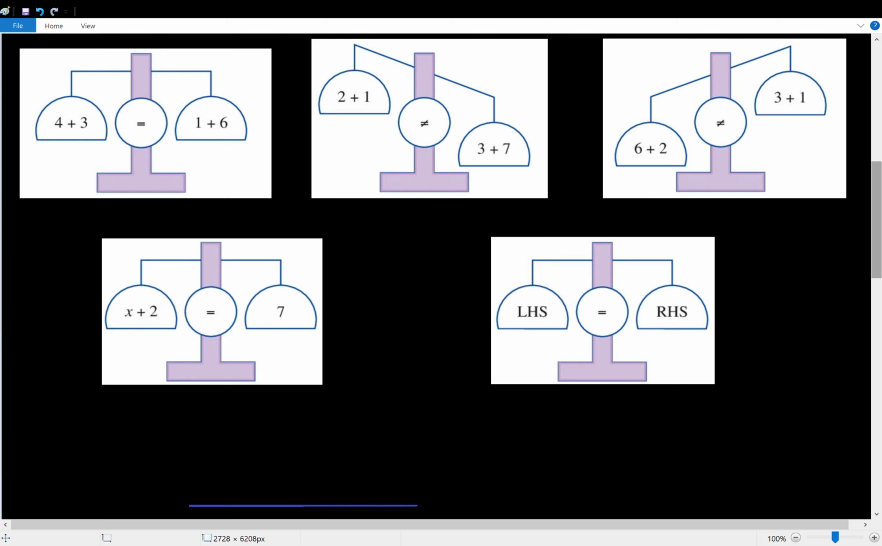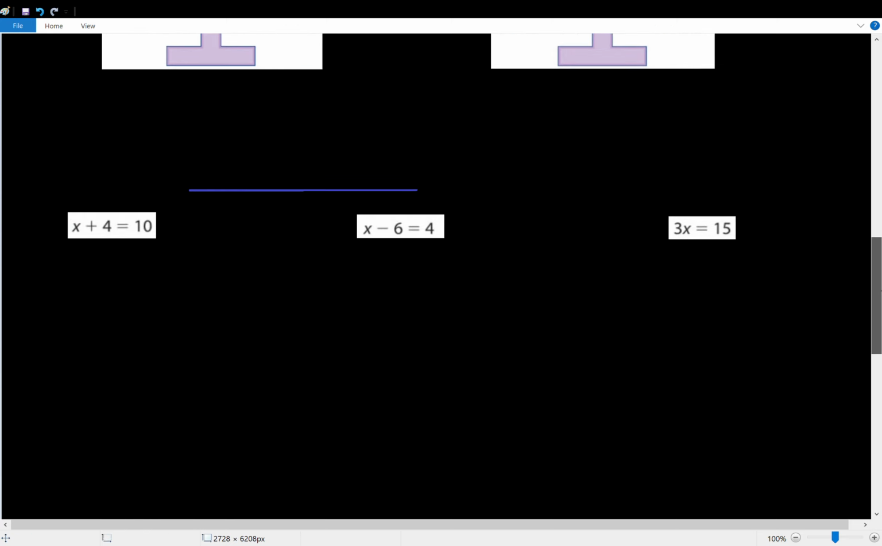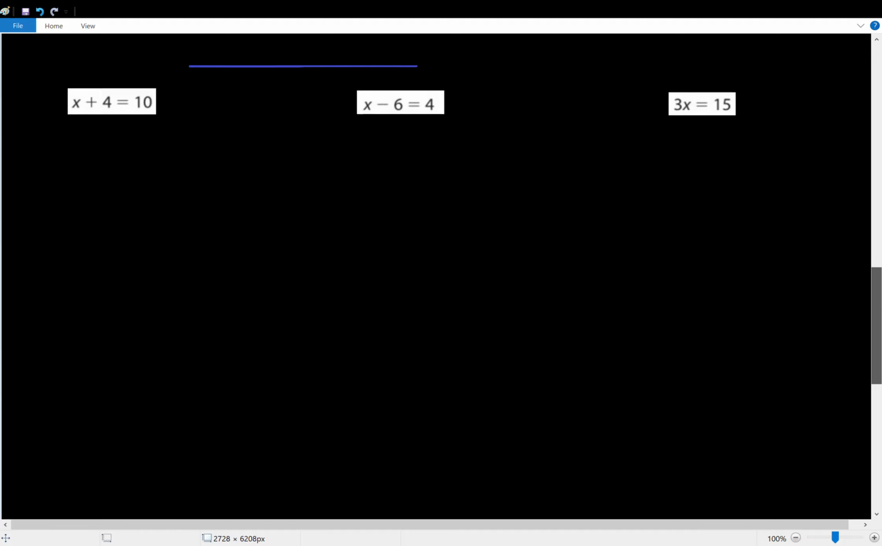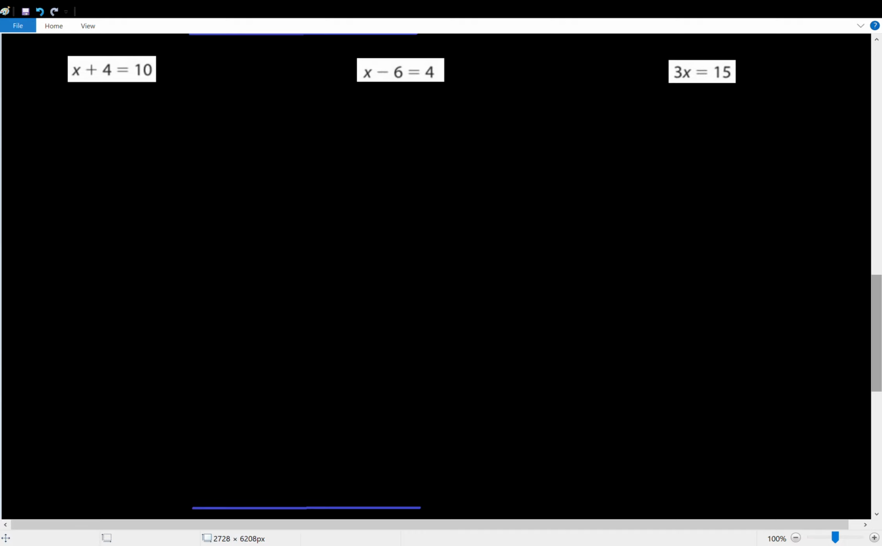Now what we're going to do now is take a look at some basic equations, and we're just going to solve these out and talk about how we go about doing that. Okay, so we've got x plus 4 equals 10 for our first one. Now we want the letter on its own on the left of the equation and a number on the right so that we can get a solution to the equation. We're looking to solve this equation.